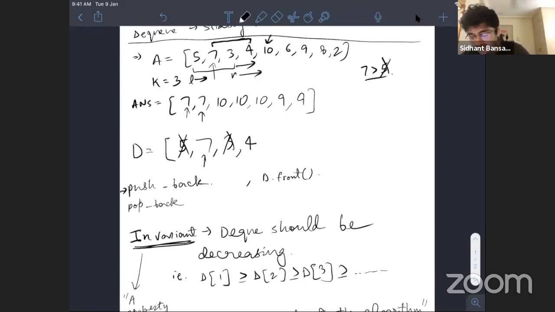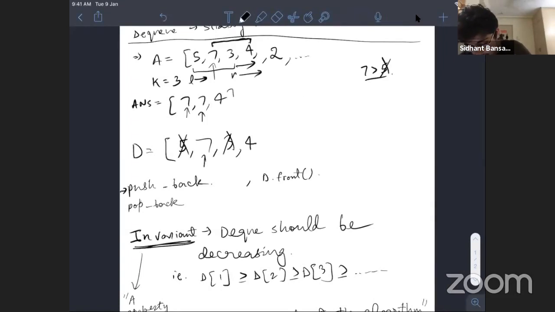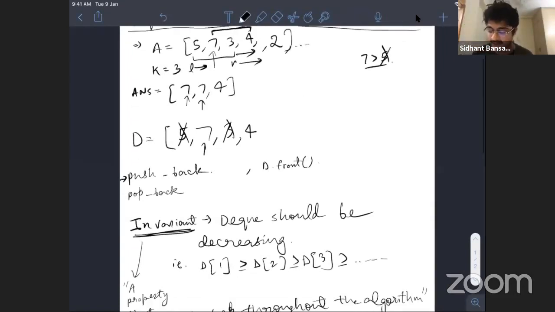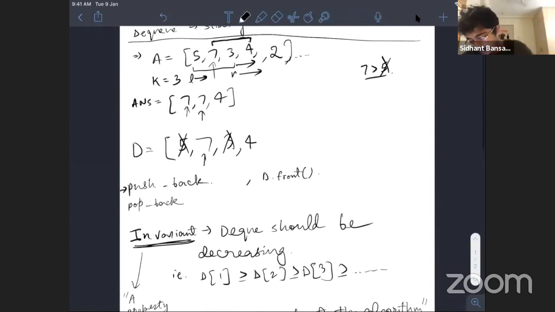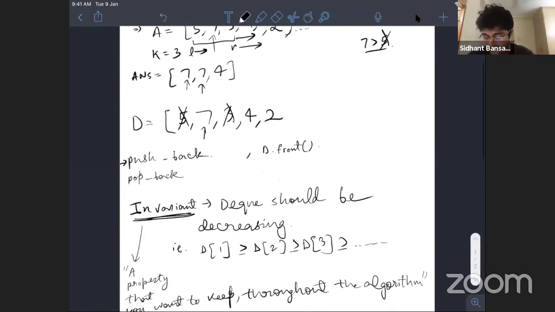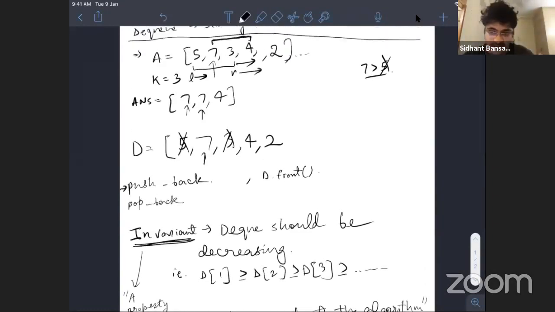Okay, for the sake of simplicity, I'm changing the example slightly. Let's say the next element was smaller, 2 something, okay? I'm changing the example so that you can see every case that comes up. So now when we're inserting 2, it'll come up here, right? And we won't pop out anything because our invariant is maintained. That is, 7 is greater than 4, 4 is greater than 2. So 4 doesn't need to be popped out when we are inserting 2, right?